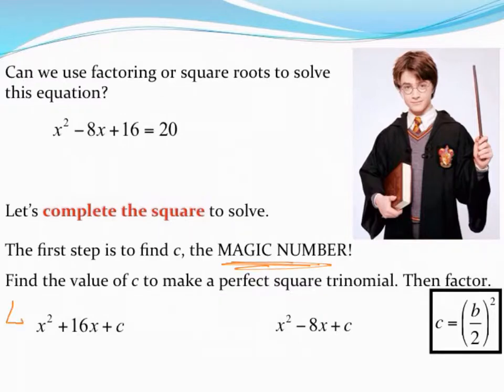So here's my trinomial down here, and what I want to do is find that value of c. There's a little formula, I have it over here to the side, that's going to help us find that c value. It says to take half of b, to do b divided by 2, and then square the result.